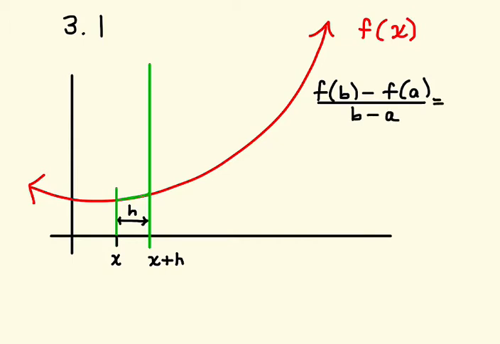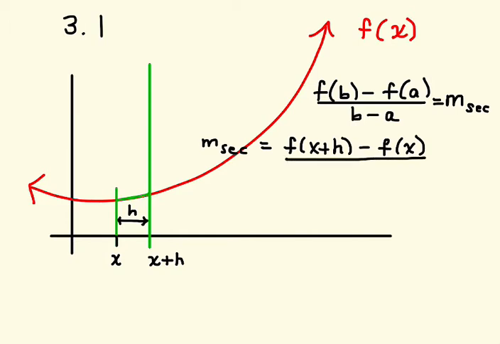Okay, this was the slope of the secant line. Now, if I rewrite this with x plus h and x, the slope of this secant line becomes f of x plus h, because that's the b, minus f of x, over b minus a, where our b is x plus h and our a is x. And of course, what happens? The x's cancel out, and all I have on the bottom is h.